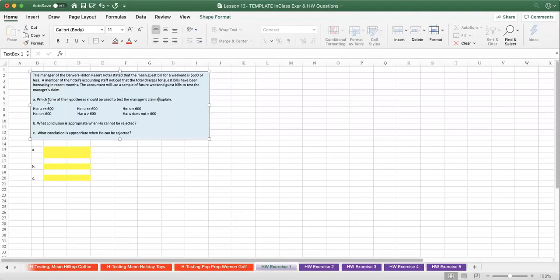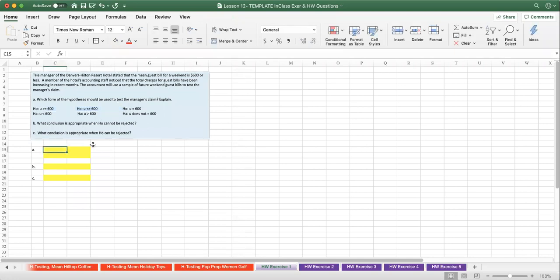If you look at the second one, this fits better. So this is the null hypothesis here, where we expect the mean is going to be less than or equal to 600. So that's what we're going to challenge. And if that ends up not being true, then we can reject the null hypothesis and go with the alternative hypothesis. And then this one, mu equals 600, doesn't really fit the assumption that's being made because the manager is saying 600 or less. So the middle one here is the best one.